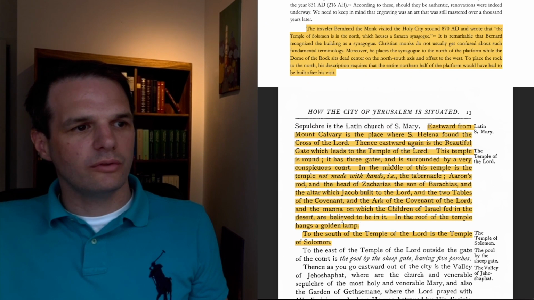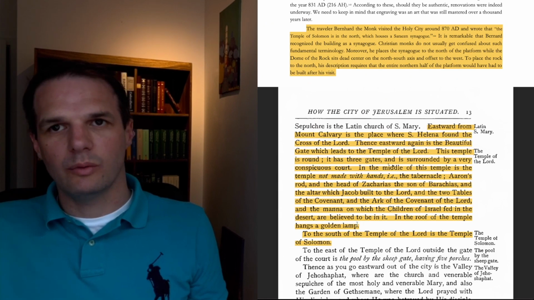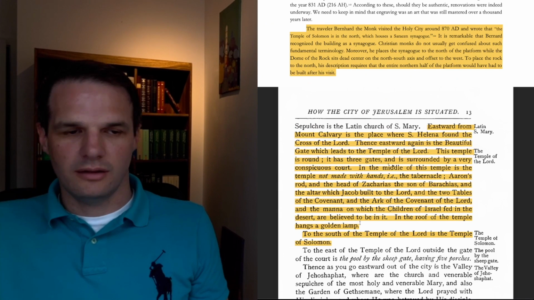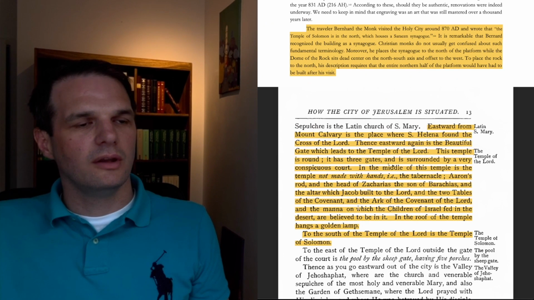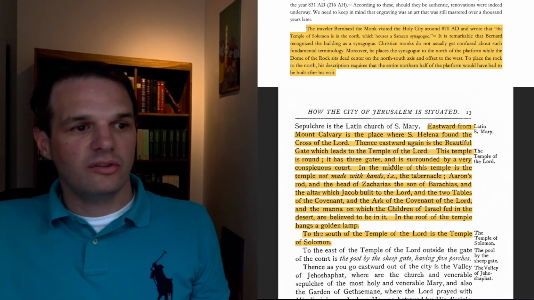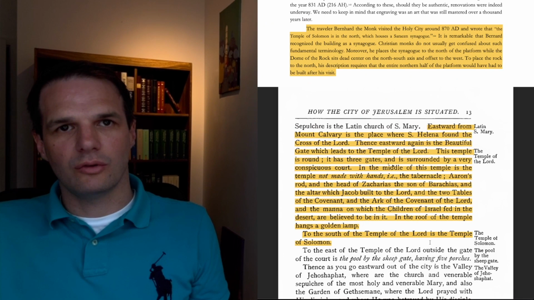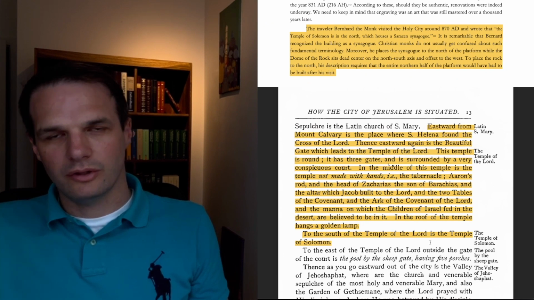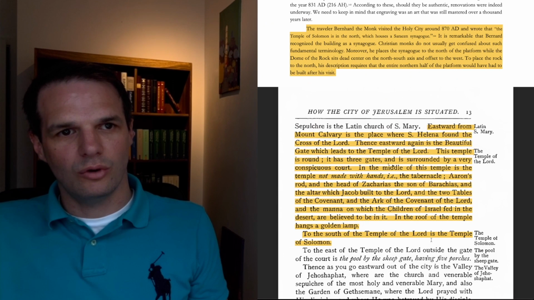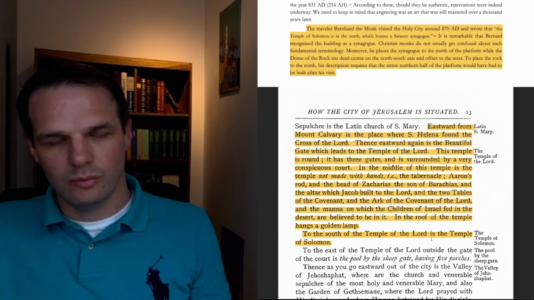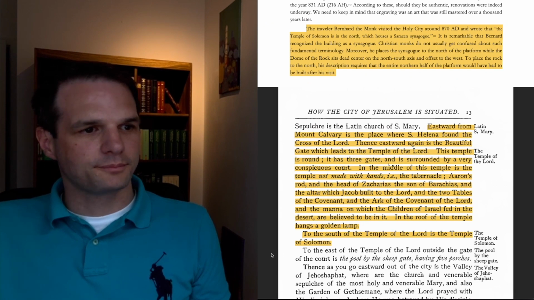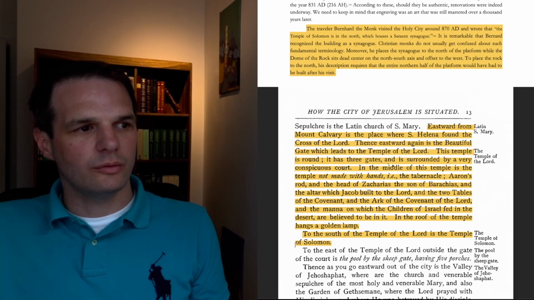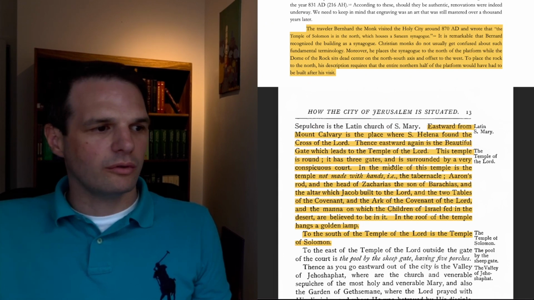But let's continue. In the roof of the temple hangs a golden lamp. Well, we will see again and again in different accounts that this lamp seems to have been very impressive. But now comes the important bit. To the south of the Temple of the Lord is the Temple of Solomon. Remember, before we talked about the Temple of Solomon and where it's located, to the north of somewhere, which turns out to be the southern wall. Well, that's the Al-Aqsa Mosque. The Temple of Solomon is the Al-Aqsa Mosque. It's to the south of the Temple of the Lord, which is the Dome of the Rock.